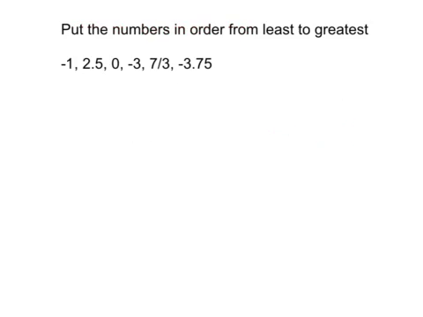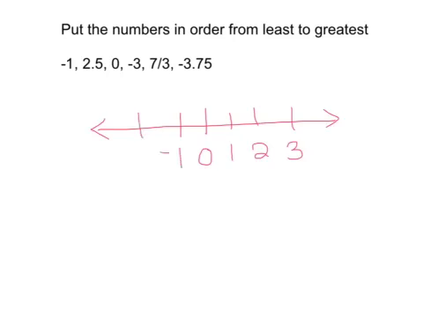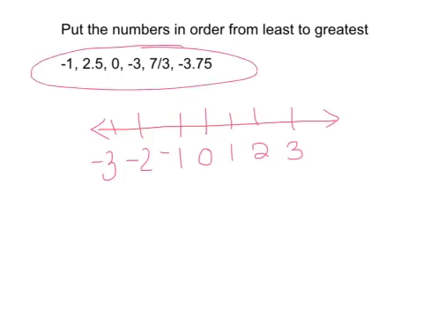Let's make sure that we understand how numbers relate to a number line. So first I'm going to talk to you about that number line. The number line has a 0 right in the middle, and to the right on the number line are positive numbers, and to the left on a number line are my negative numbers. So I want you to think about that number line. Let's put these numbers in order from least to greatest.